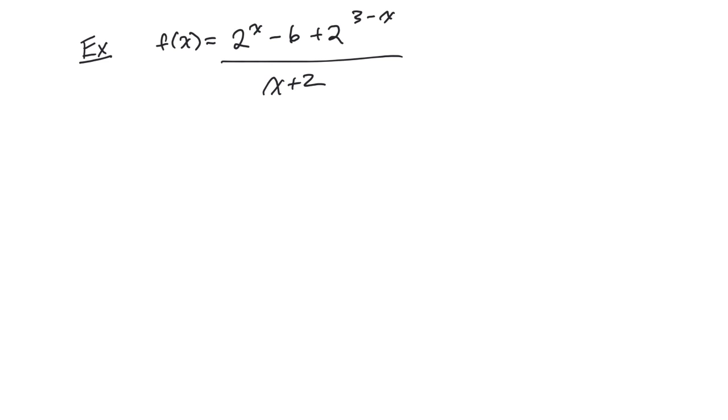All right, suppose that I have a function given as f of x is equal to 2 to the x minus 6 plus 2 to the 3 minus x, divided by x plus 2. And I've asked you to find the x and y intercepts. So how are you going to do that? So here is our solution.